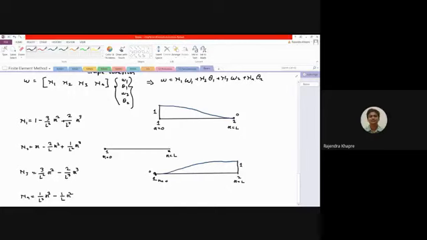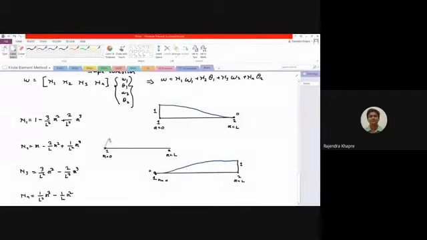Okay, so it's a third degree expression. What you have to do is plot the intermediate points. If you plot the intermediate points, then and only then will you be able to see the variation of n2. So if you see the variation of n2, it will look like this. Okay, so it goes like this.